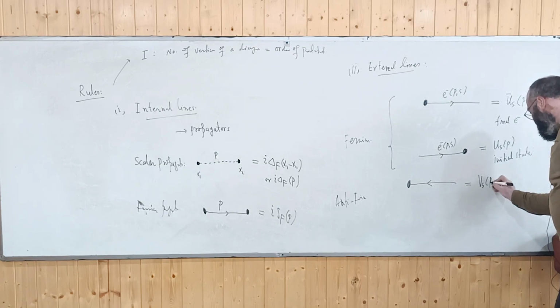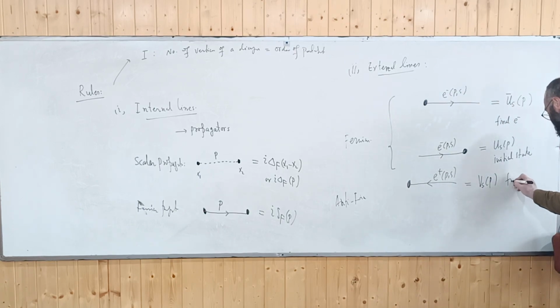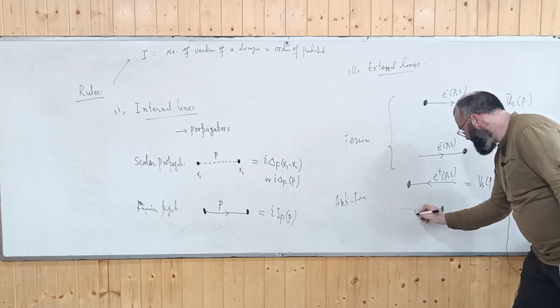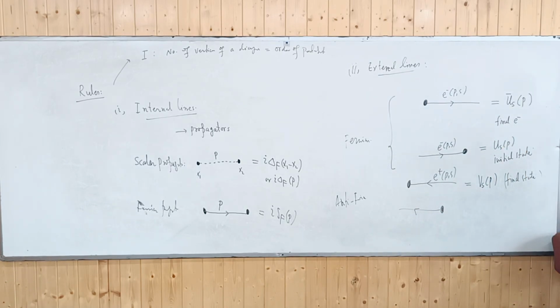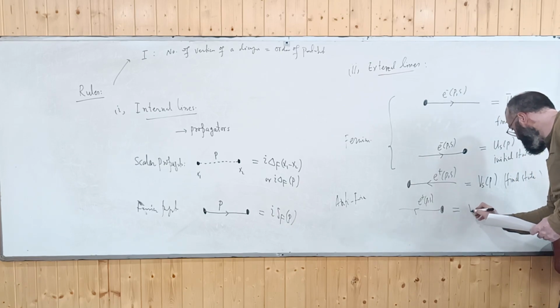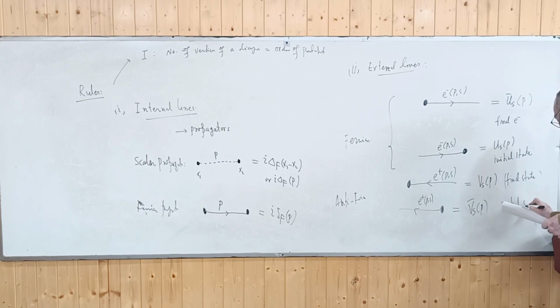So this is an antifermion, this is the final state. For final state we put Vs. So let's write E plus Vs. So this is our final state. Okay, so now what about this thing? So this is our initial state. So this is our V bar S. Everybody got it?